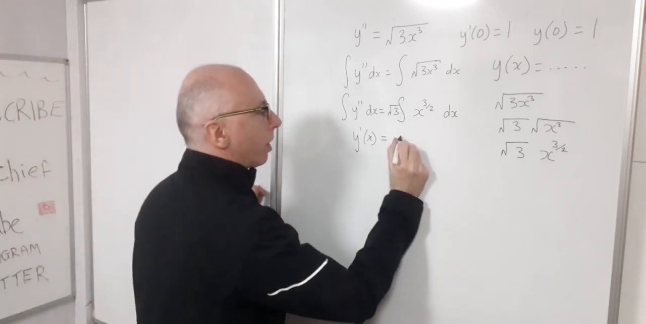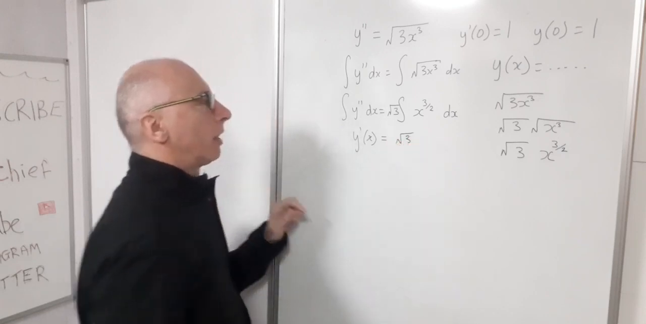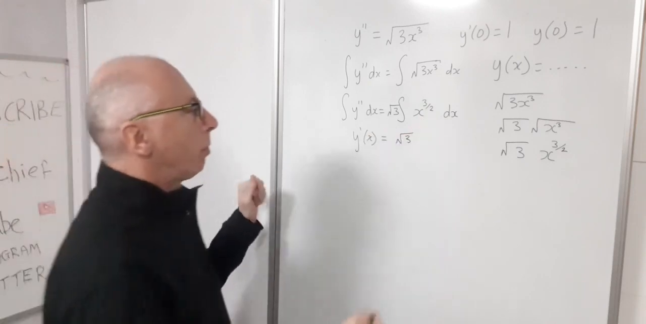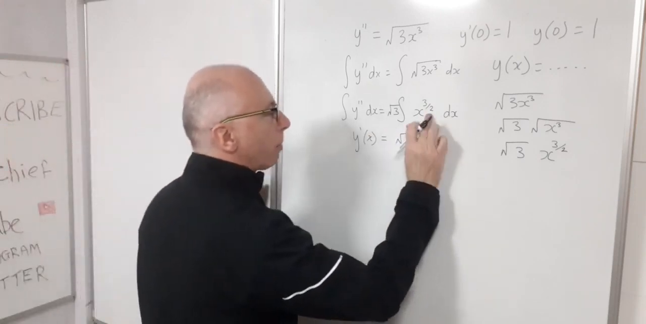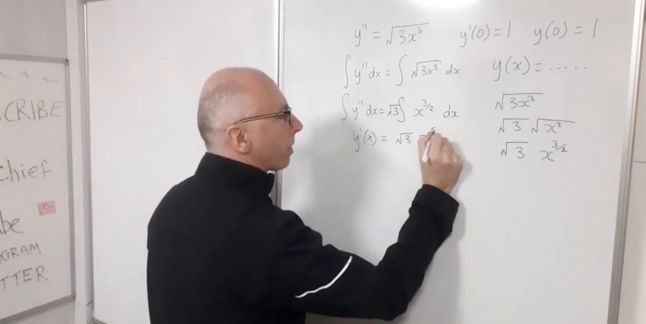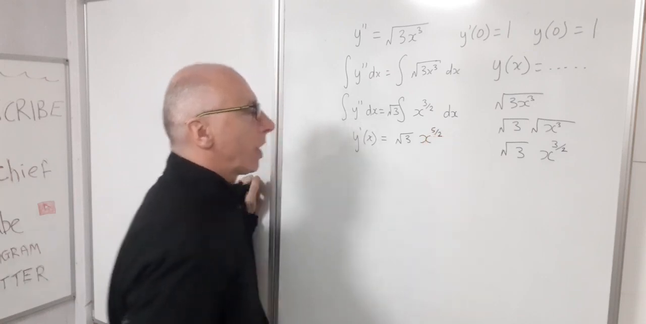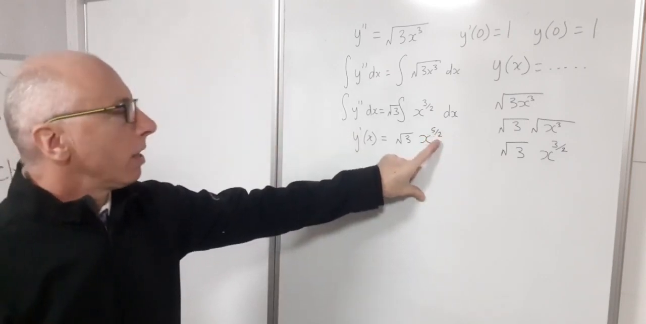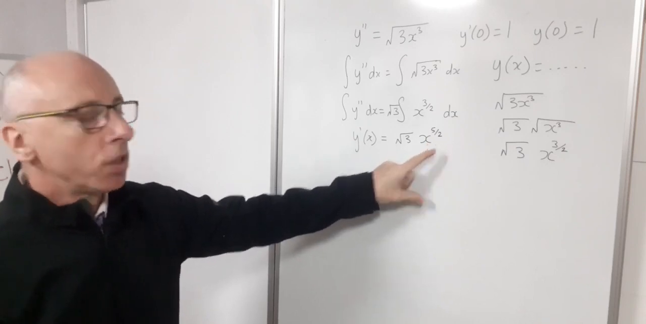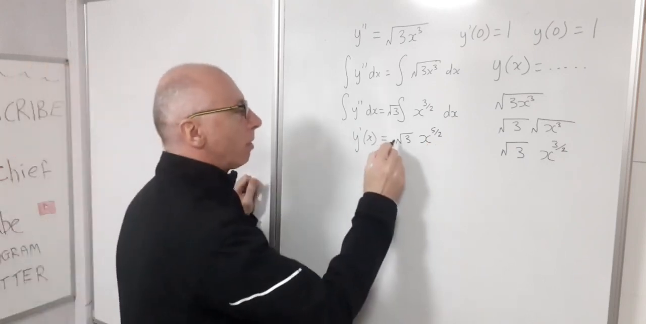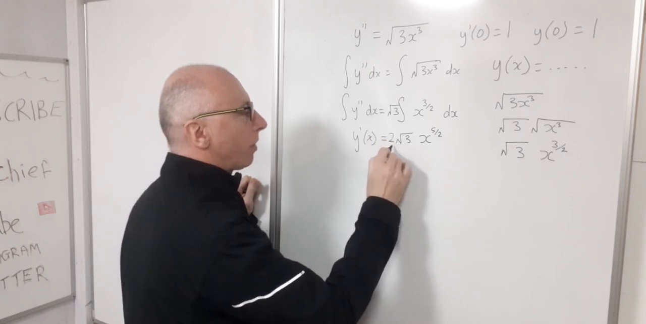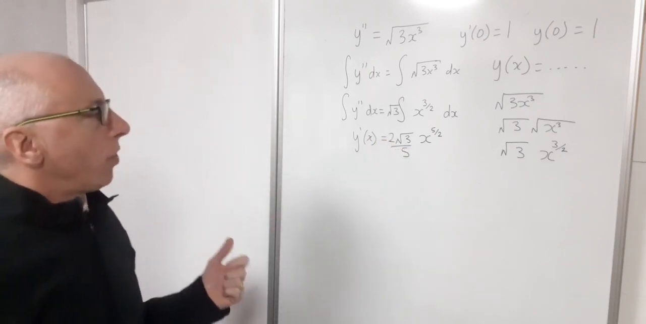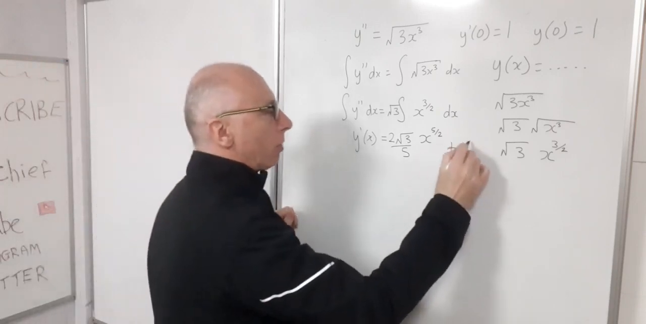On this side I've got the square root of 3 and then the integral of x to the 3 over 2, which is a simple power rule. So raise the power by 1, so that's 5 over 2, and then divide by the new power. Dividing by 5 over 2 basically just means multiplying by 2 over 5. So that's my result there, with my plus c, which is my constant.